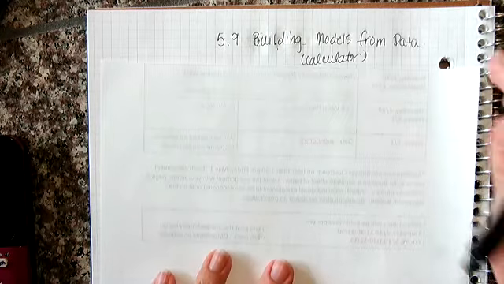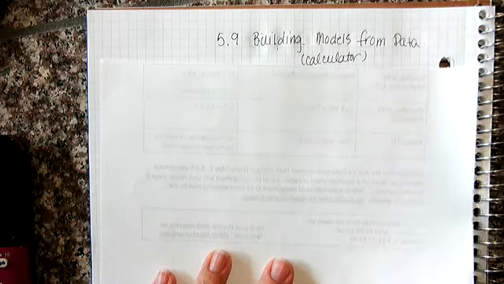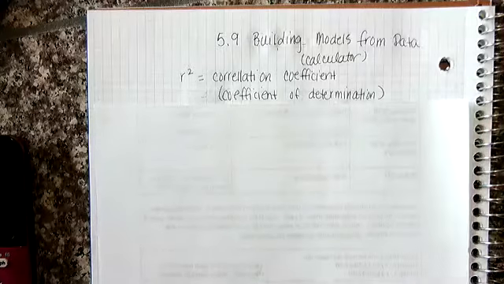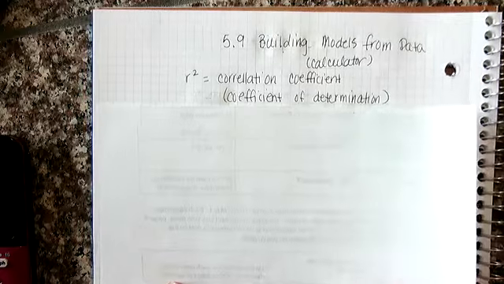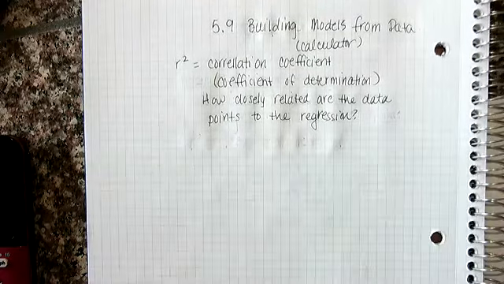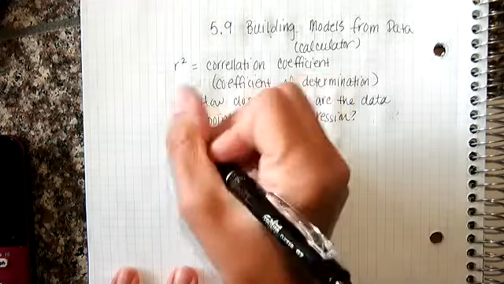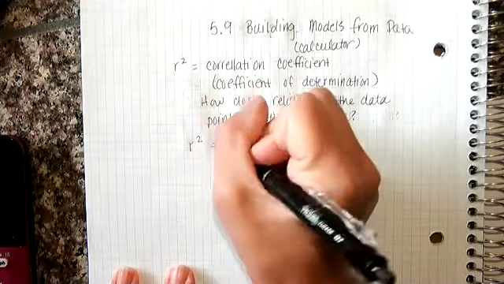Before we get started, I want to look at what is called R squared, which is known as the correlation coefficient, also known as the coefficient of determination. What it's going to tell us is how closely related the data points are to the regression. We want the data points and the regression to be as closely related as possible, meaning like 100%. I want R squared to be 1.